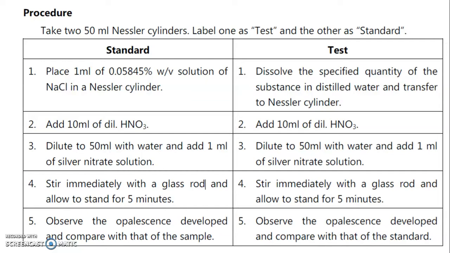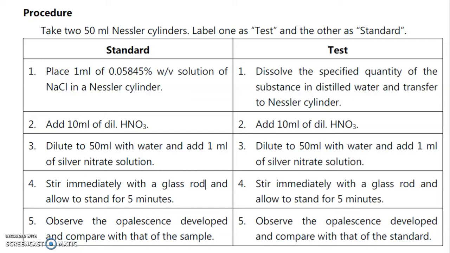In the second step, we will add 10 ml dilute nitric acid in both the Nessler cylinders. Then make up the volume up to 15 ml and add 1 ml of silver nitrate solution in both the Nessler cylinders. Stir immediately with the glass rod and allow to stand for 5 minutes. After 5 minutes, we have to observe the opalescence. Now, we will compare the opalescence produced in the test solution with the standard.